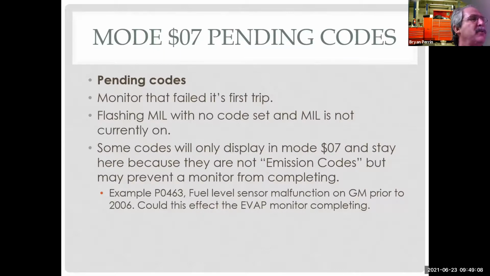So mode 7 is our pending codes. Monitor failed the first trip, flashing MIL, no code set. Some codes will only display in mode 7 and stay there because they're not emission codes. This is a manufacturing glitch. An example is a P0463 for the fuel sensor malfunction on GM prior to 2006. But it will keep the fuel evaporation self-test from completing because it doesn't know how much gas is in the car.